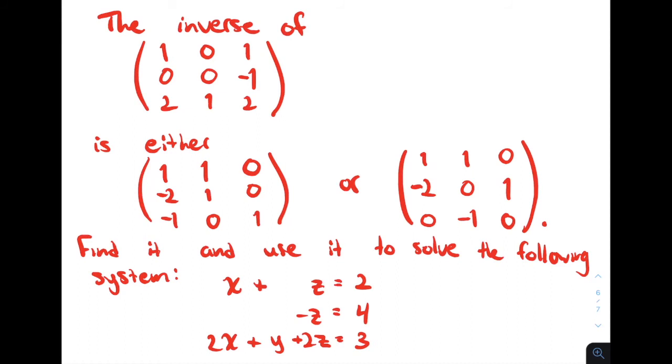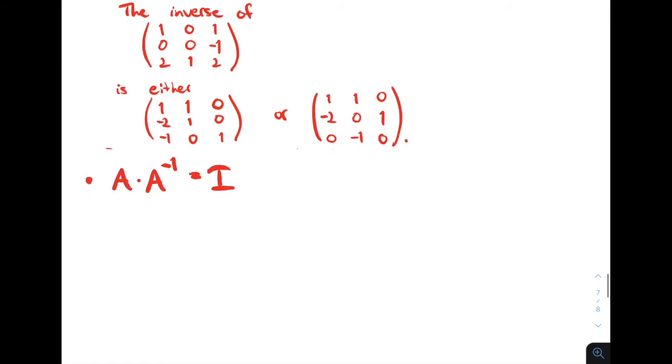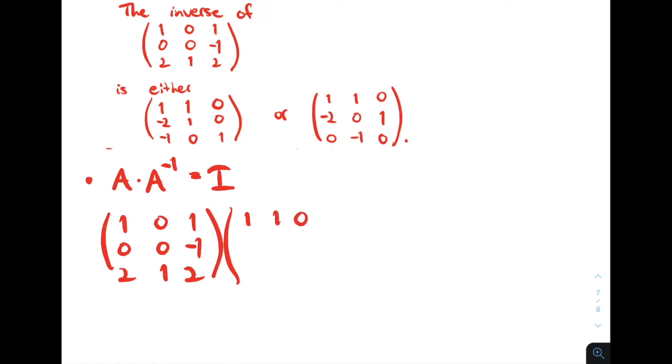This problem uses 3 by 3 matrices as an example of something that you will be expected to be able to do without using technology. Let's try to do the first part. We'll be using the fact that a matrix times its inverse is the identity matrix. So we want to ask, does 1, 0, 1, 0, 0, negative 1, 2, 1, 2 times 1, 1, 0, negative 2, 1, 0, negative 1, 0, 1 equal the identity matrix?